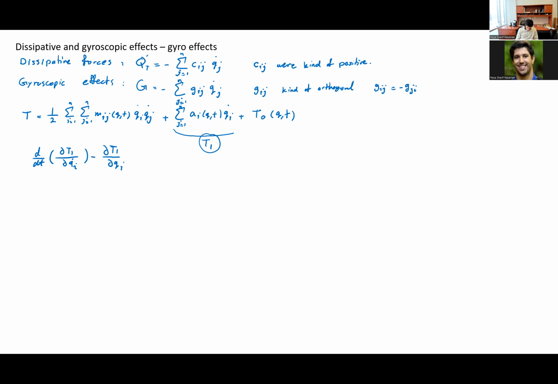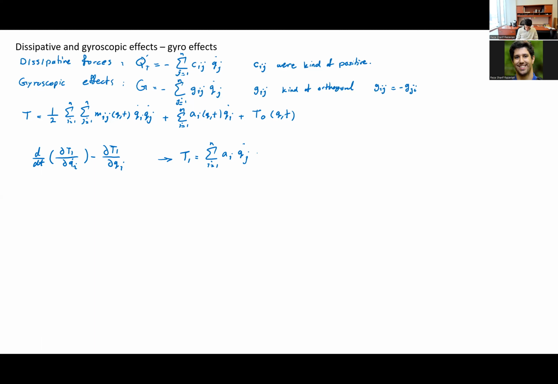So let me rewrite this. T1 is the sum of Ai q dot i. What are my indices? This here, let's call this i from 1 to n. Yes, this is i. Okay, let me write this up. Sum of i from 1 to n. Okay, this is what it is.